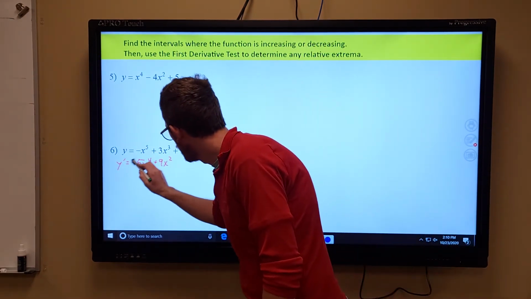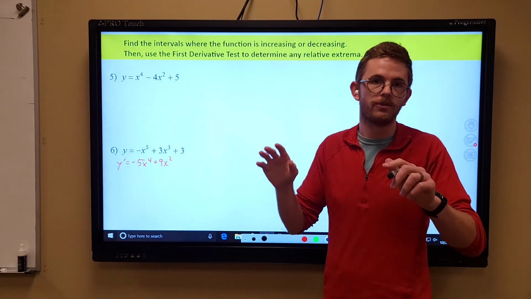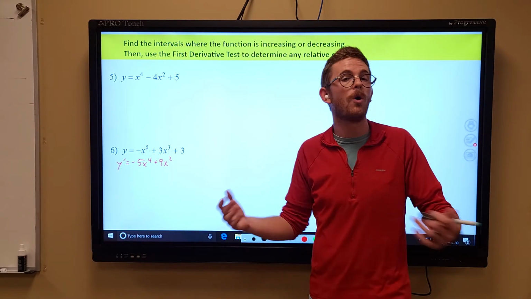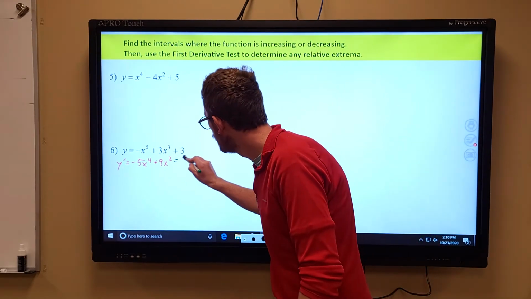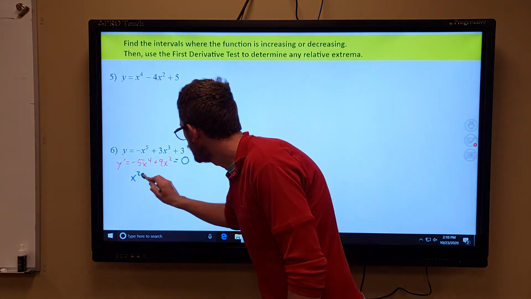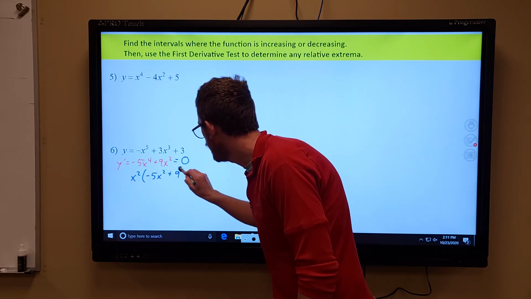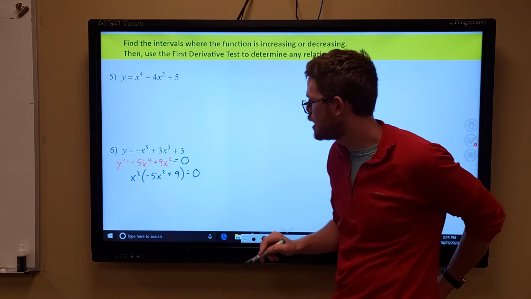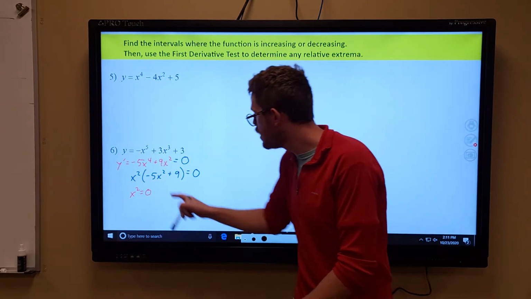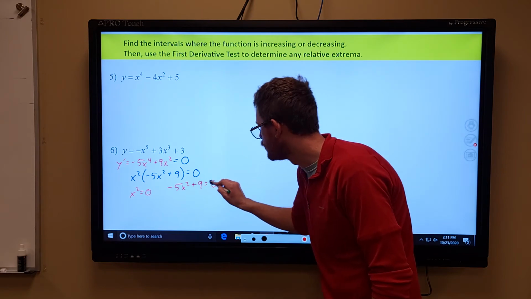We're going to solve it because, again, it always exists. There are no critical values for when this thing doesn't exist. It always exists, but we can find critical values for when it equals 0. I'm going to factor out an x squared to get negative 5x squared plus 9. So I do have the x squared. x squared equals 0. Zero property says I can also set this negative 5x squared plus 9 equal to 0.